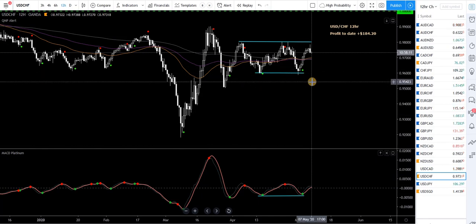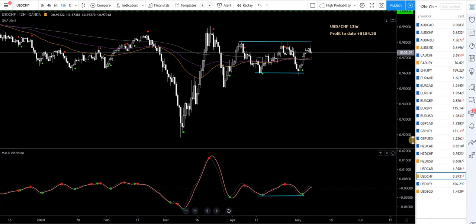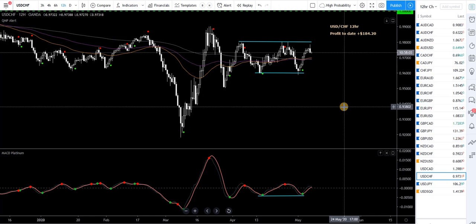And I had no real room to move. It was up about 23 pips or something. I could have closed out half or something like that, but just not worth it.